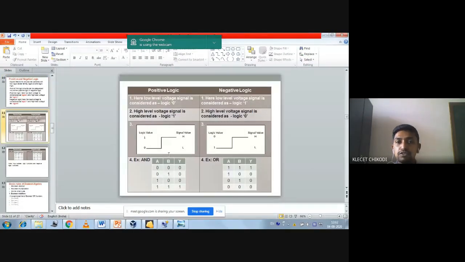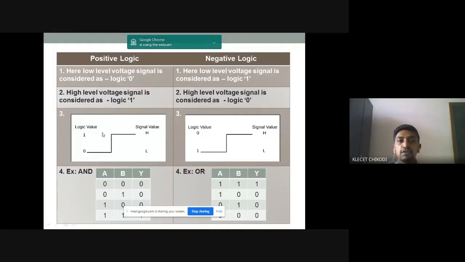You can see in the presentation that in the positive logic there is a pulse. That is the voltage signal or voltage level, we can say. The low indicates 0 and high indicates 1 in positive logic. Similarly, for negative logic, low indicates 1 and high indicates 0. So this is the meaning of positive and negative logic.